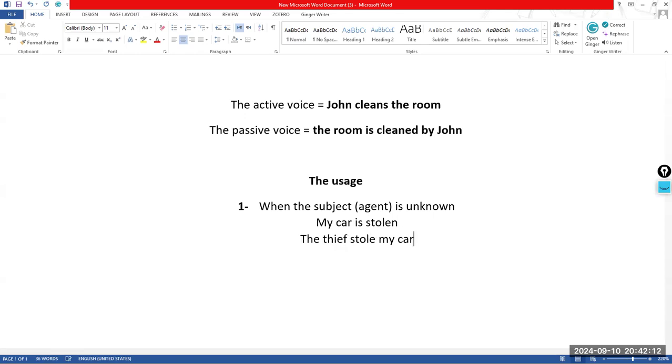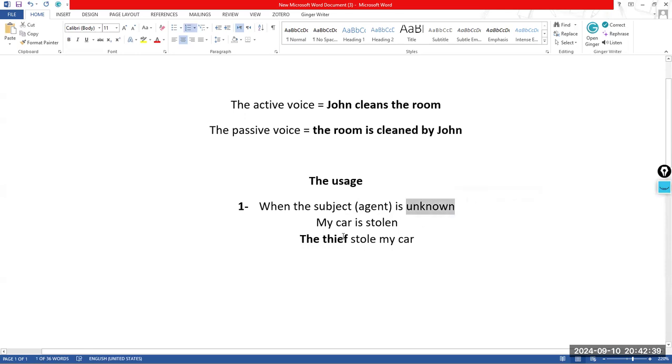So the question is, why doesn't Maysa say the thief stole my car? Because she doesn't know who exactly it is. So we notice that the thief is unknown. Because the thief is unknown, I have to use the passive voice. It's not important to mention the subject because the subject is unknown.